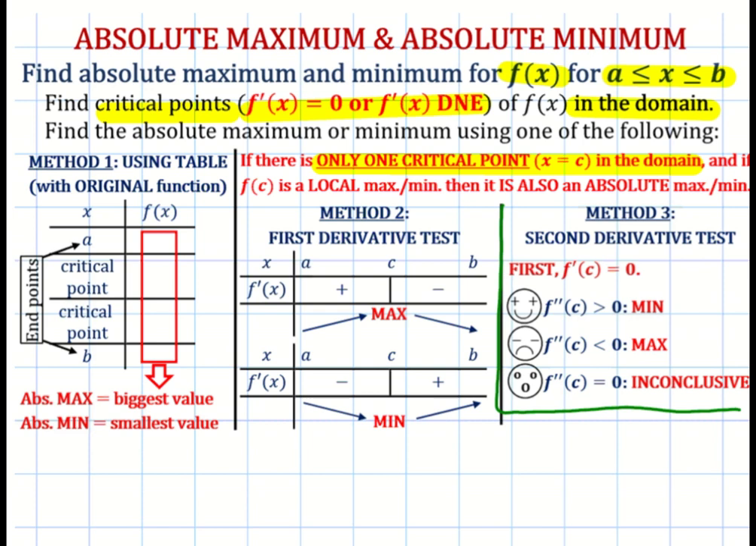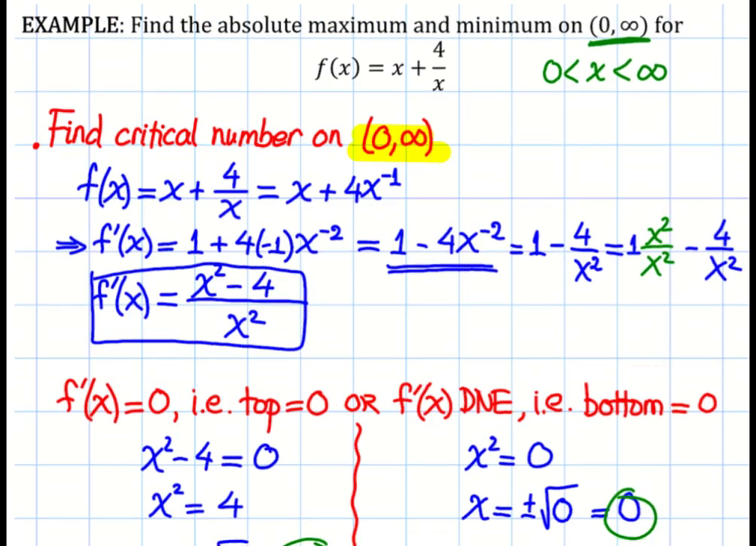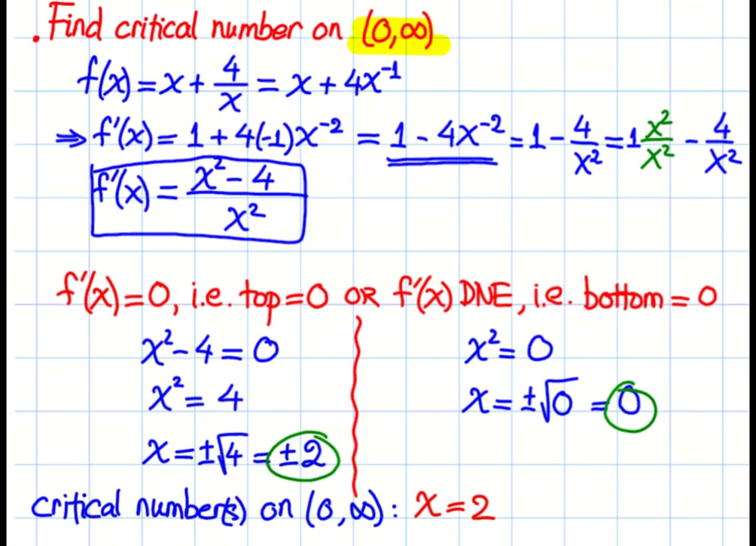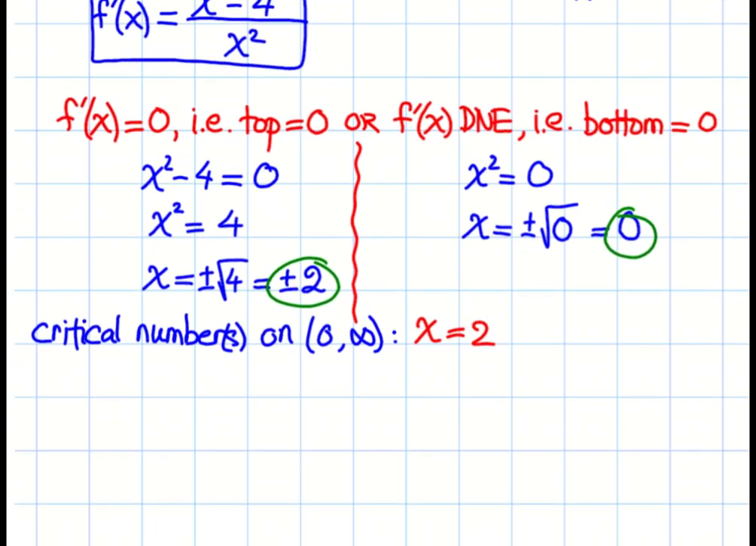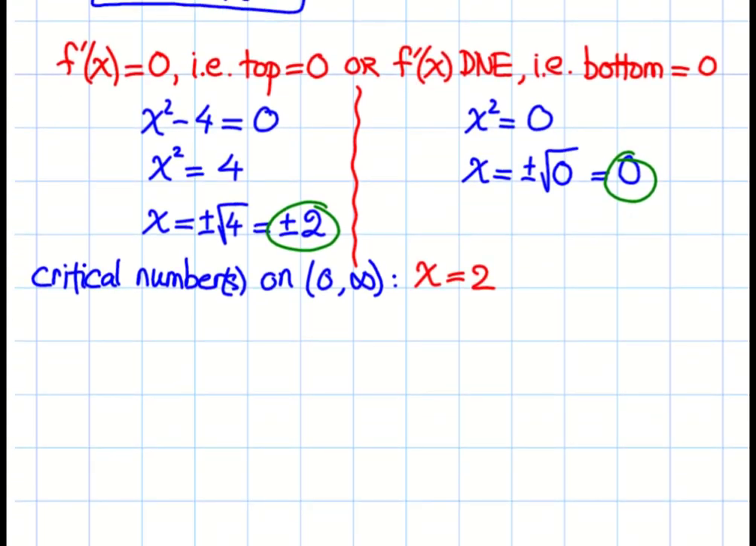We will use method number 3 here, the second derivative test, simply because the second derivative is easy to find. If we cannot find the second derivative easily, then we can go to method 2 or maybe 1. But we will use method number 3 because the second derivative is relatively easy to find. Right. So the first step is find the critical number on 0 to infinity, and we found only one. The next step is finding the absolute maximum and absolute minimum.